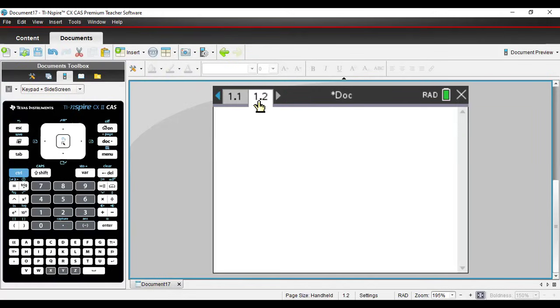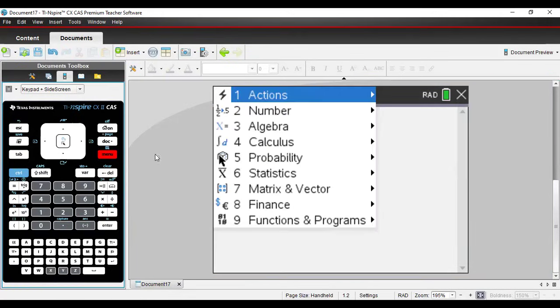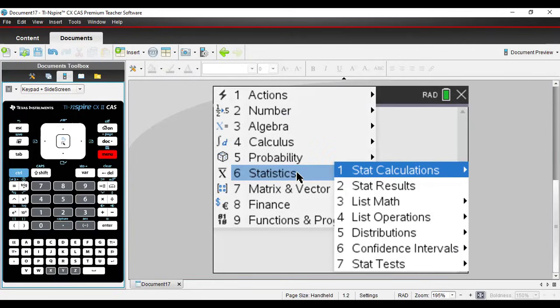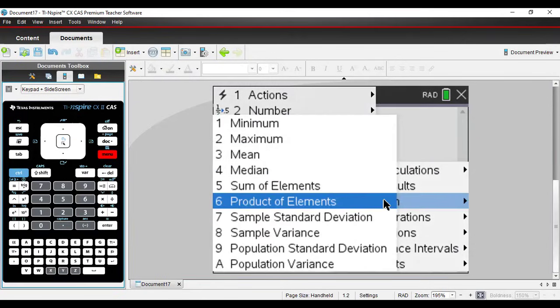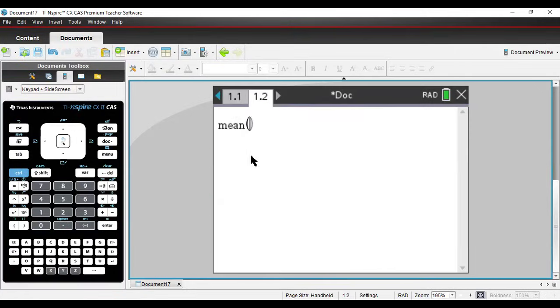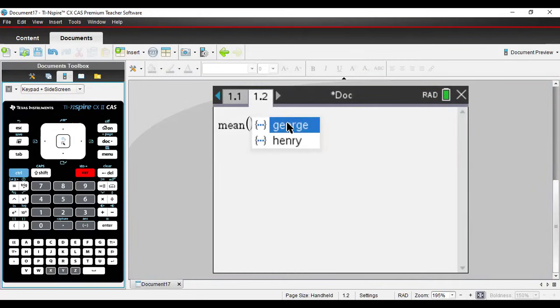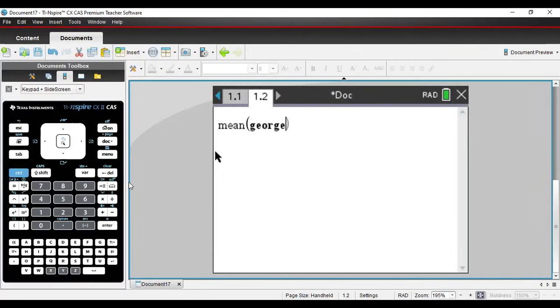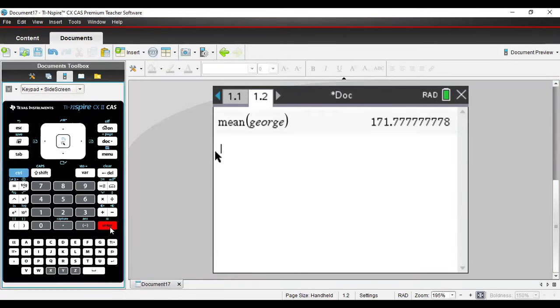So now let me go here. Now we're looking for statistics. So you're going to go to statistics, and then we're going to look at the list math, and it has a bunch of options. So what we want is to find the mean, which is the average. And now once you've done this, all you have to do is use the list that we created. So I found the mean of George's data is 171.7. So it's about 172 pins.